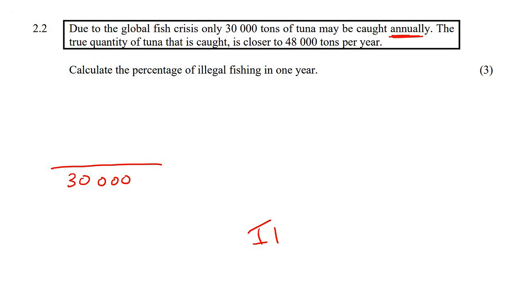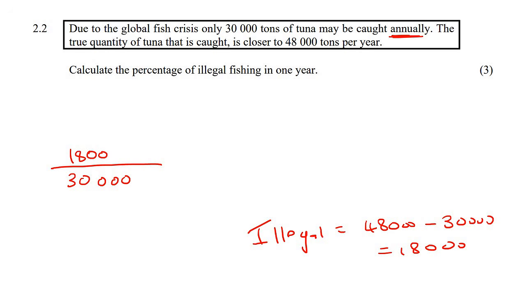Well, the illegal tons would be 48,000 minus 30,000, and that would be 18,000. So out of a total of 30,000 that you're supposed to catch, 18,000 are being illegally caught. So to get that as a percentage, you multiply by 100. And that'll give you 60%.